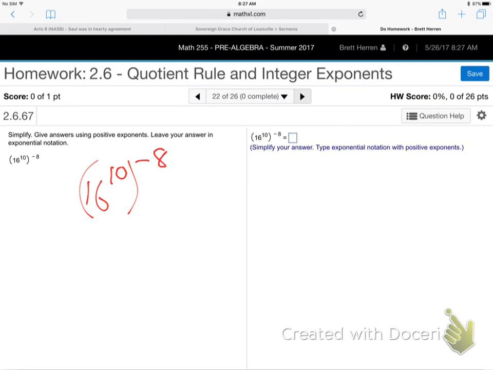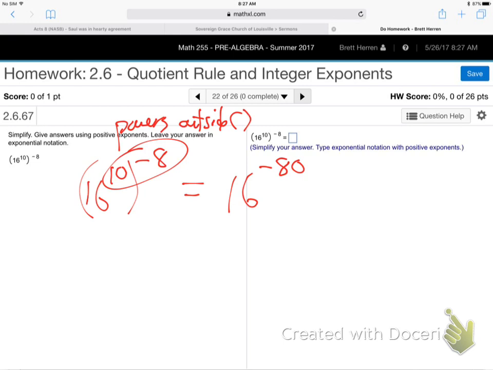Okay. So what's the rule there? What do powers outside parentheses do? Multiply. Yeah, so do that first. So that would be 8 times 10, negative 80. Good so far. We're not done though, but that's good for the first step. Same thing we did, you know, powers outside parentheses multiply powers inside. So that was the outside inside thing.